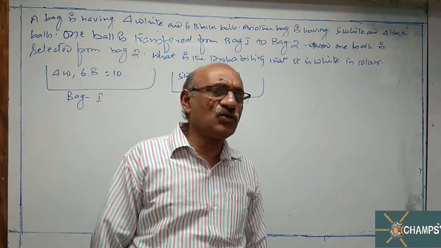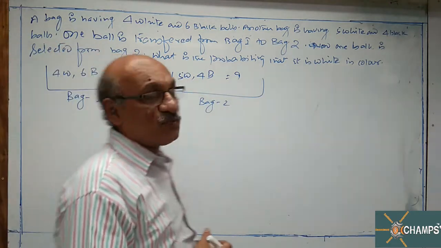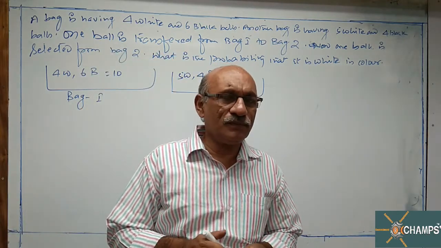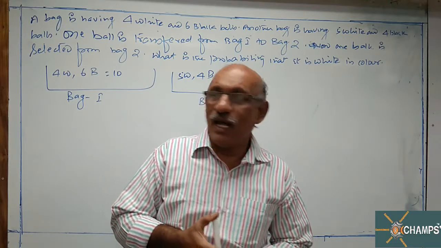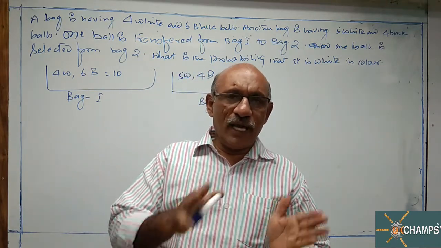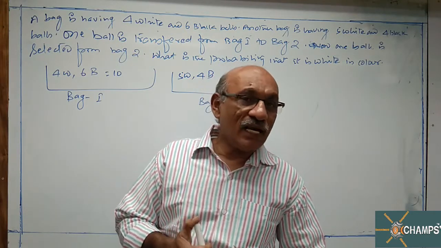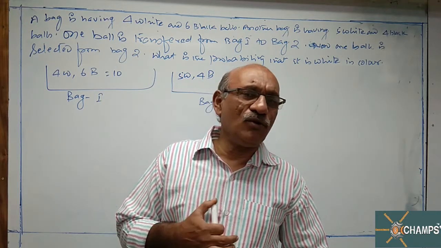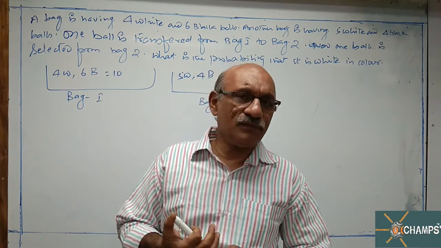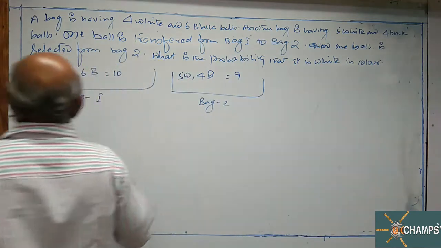Now one ball is transferred from B1 to B2. So first time when a ball is transferred from bag 1 to bag 2, which color ball is transferred is not given in the question. I am repeating this point once again. When a ball is transferred from bag 1 to bag 2, then the color of the ball is not given. So there may be two possibilities. A white ball may be transferred from B1 to B2, or a black ball may be transferred from B1 to B2.